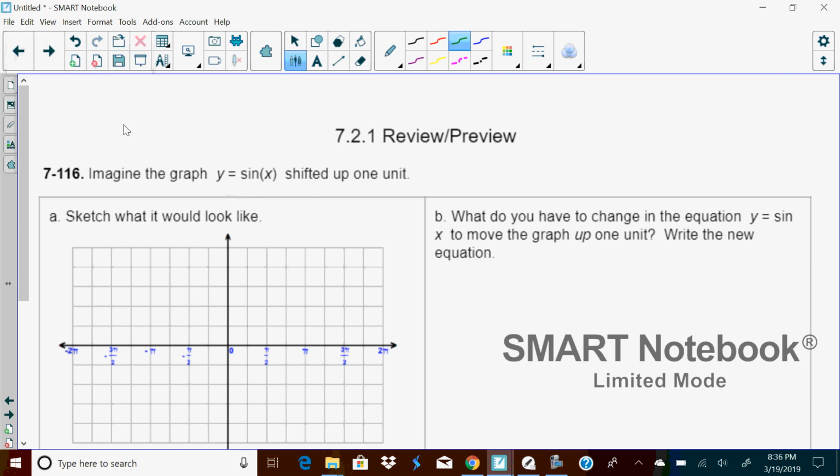Okay, here are the answers for the 721 review preview. So problem 116 says, imagine that the graph of y equals sine of x shifted up 1. Sketch what it would look like.